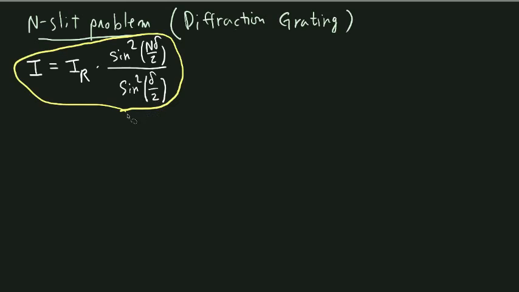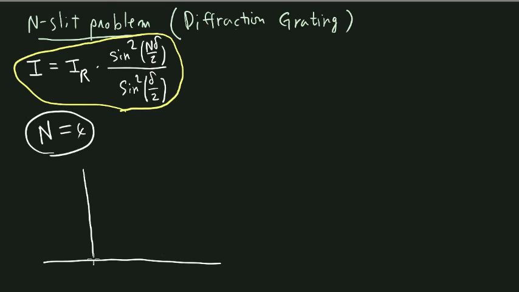Having learned the basic properties of this function, sine squared n delta over 2 divided by sine squared delta over 2, now we can actually plot this intensity and make some sense of it. Okay, so remember what we did in the previous slide. Let's, for example, use n equals 4. Let's plot the function. I will use the x-axis as delta, and the y-axis as I. So when delta is 0, it's a principal maximum, and when delta is 2 pi, it's a principal maximum.